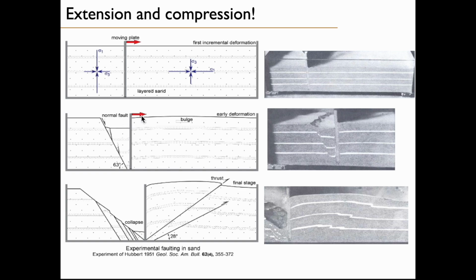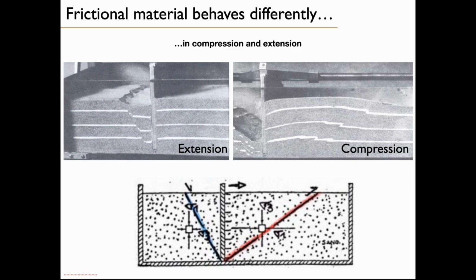As the plate is moving, it's creating a bulge, so it's compressing a bit the right part, and the left part is already failing and making normal faults. And you see that the normal faults are indeed at about 63 degrees from the horizontal, as discussed earlier. If we keep on deforming this, you see the development of thrust faults, so that are making the nap boundaries, and these thrust faults in the compression regime are 28 degrees to the horizontal direction as earlier deduced.